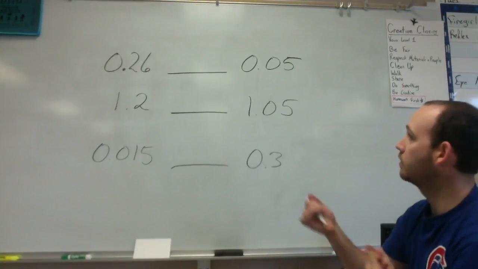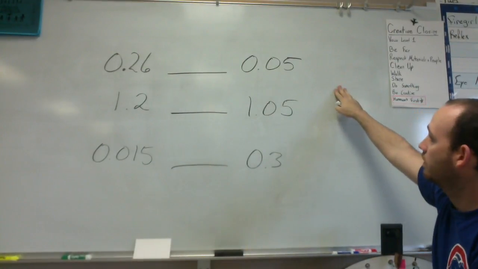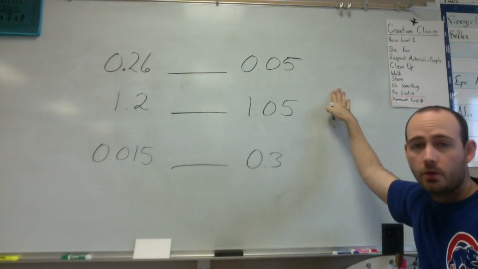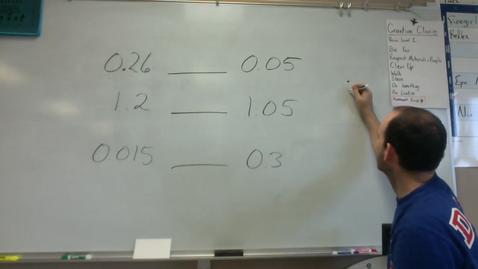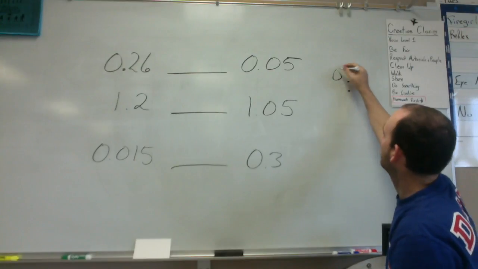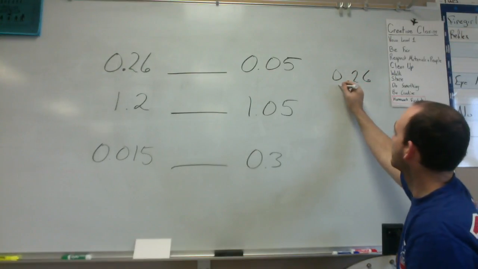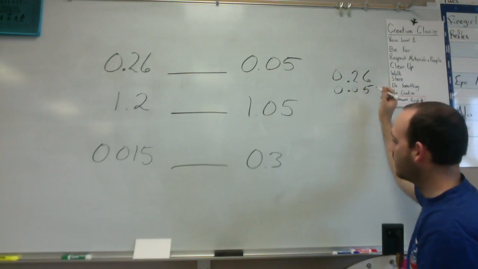Alright, let's look at your solutions. I'm going to do that one just over here a little bit smaller. This is how I'd probably do it on my worksheet or in my notebook as well. So I'm just going to pull it over. I'm going to go decimal, decimal. See a 0, a 2, and a 6. See a 0, a 0, and a 5.